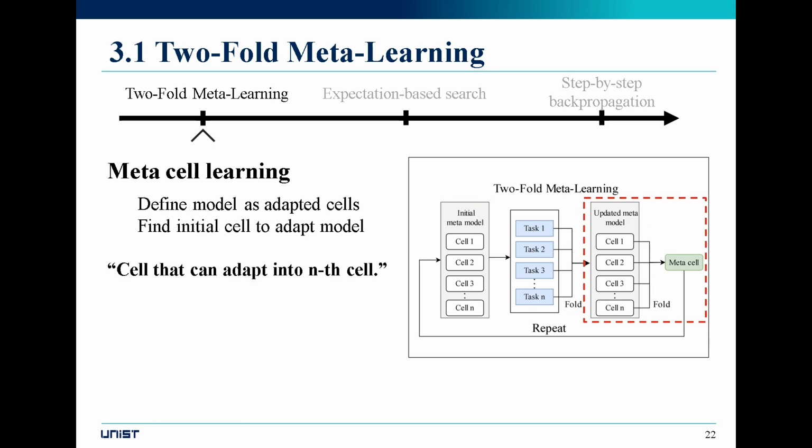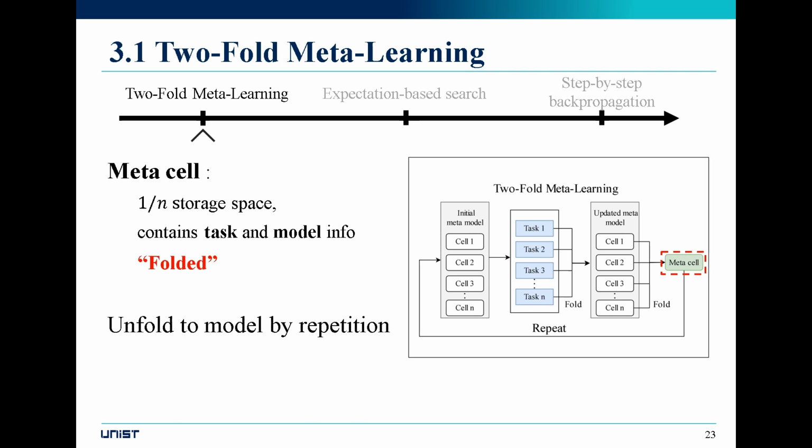The other part of two-fold meta-learning is meta-cell learning, which we proposed in this work. In this part, we'll interpret our model as a sequence of adapted cells to proceed with our meta-cell learning. This meta-cell learning will make our cell easy to be adapted to the full-size model. As a result, we'll get the optimal initial architecture and weight parameter of our cell.